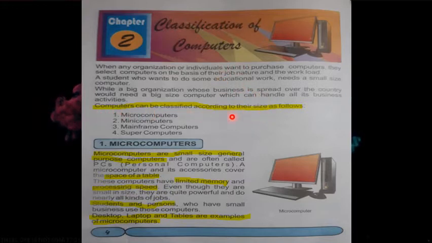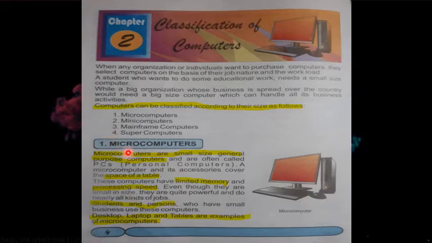Here I have underlined the line: computers can be classified according to their size as follows. As I ask you in every class to underline the important lines in your book, here I have myself underlined some of the important points which we are going to review. If we classify computers according to their size, we get these four classes. Number 1, microcomputers. Number 2, mini computers. Number 3, mainframe computers. And number 4, supercomputers.